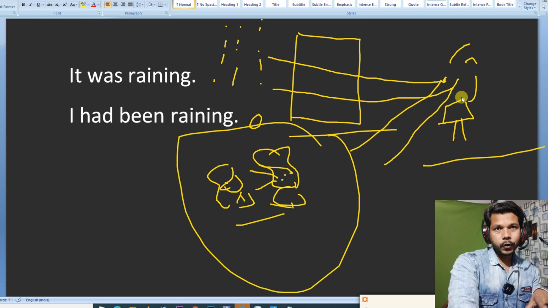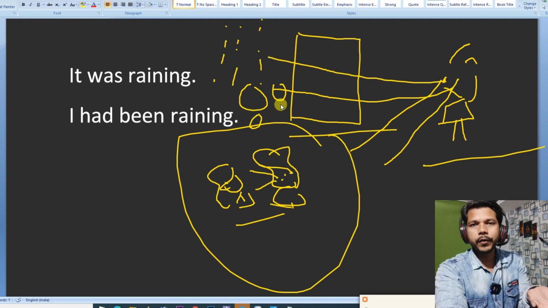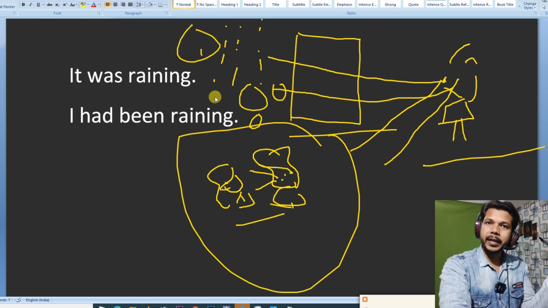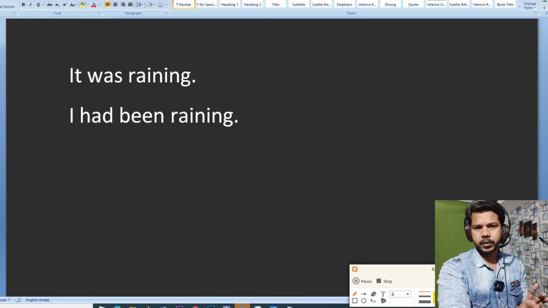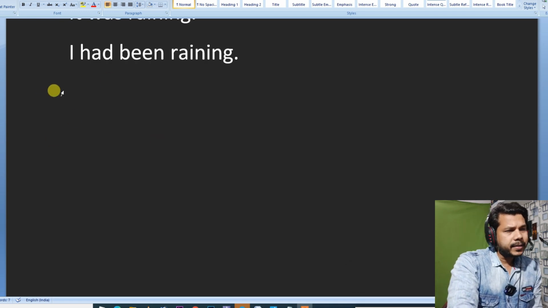Here, when this person got up and looked out of the window, he saw the ground was wet. So how did the water come there? It must have rained. That's why water came there. Or someone may have thrown water over there. Sun was shining. So this person is saying, oh, it had been raining. That's why the ground is wet. So had been raining means what? Had been means something started in past.